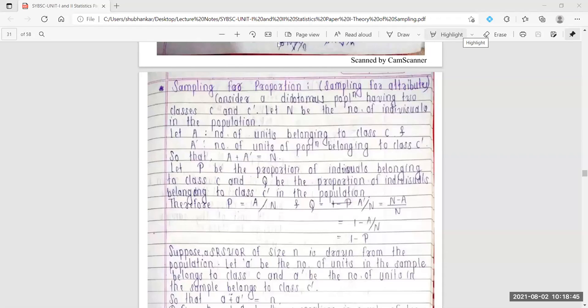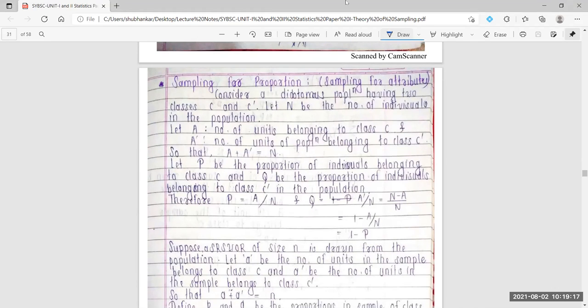So in sampling for attributes, suppose we have a dichotomous class. Now what is a dichotomous class? For example, in a classroom there are a number of males and a number of females. So we have only two choices there: suppose there are A number of males, and the number of females will be abbreviated as A complement.